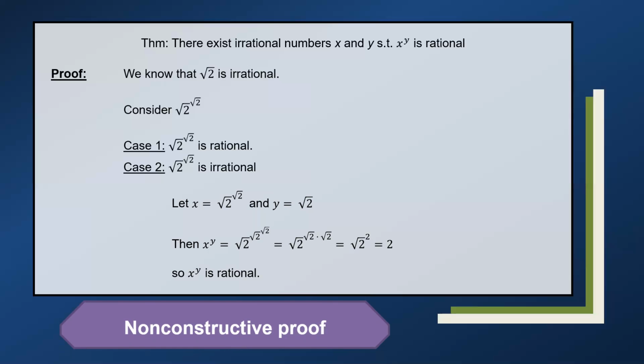Again, I've shown that it has to be case 1 or case 2, and both of them give the result. But at the end of this process, I don't know if case 1 is the rational one or if case 2 is providing the rational one. It doesn't matter though, because they both end with the result that we found an irrational raised to an irrational that is a rational number. So a non-constructive proof. I didn't find the example that made it true.